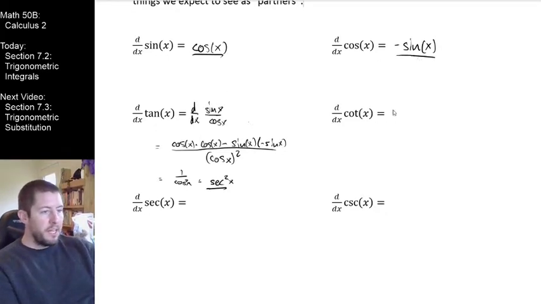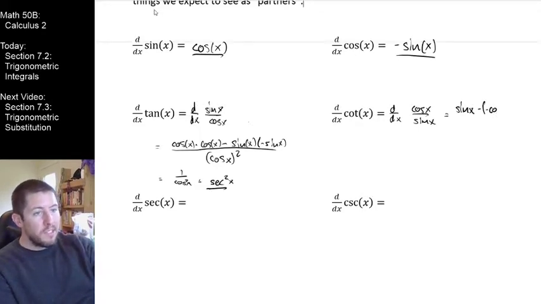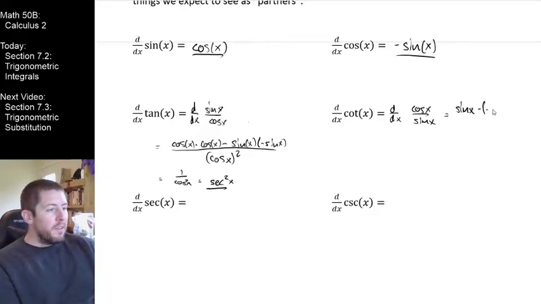Very similarly for cotangent, this is going to be the same thing as the derivative of cosine over sine. So let's do the exact same thing here. That's going to give me low d high. Again, I'm just saying derivative and then writing down the exact same thing instead of taking its derivative. The derivative of cosine is negative sine. Low d high minus high d low, all over low squared.